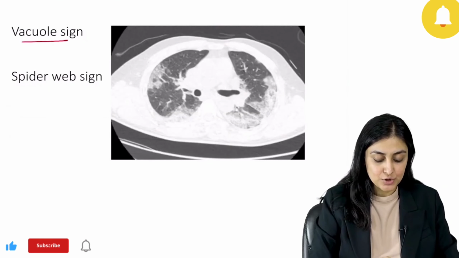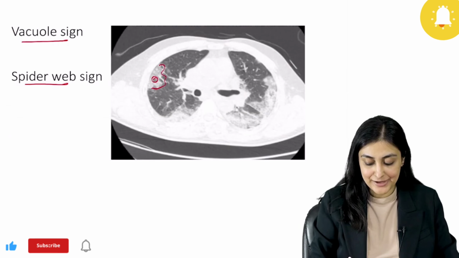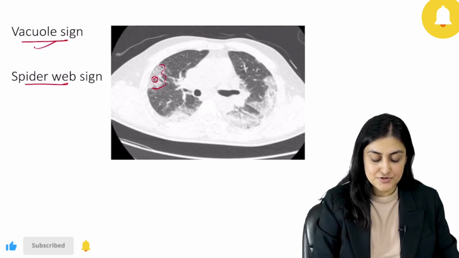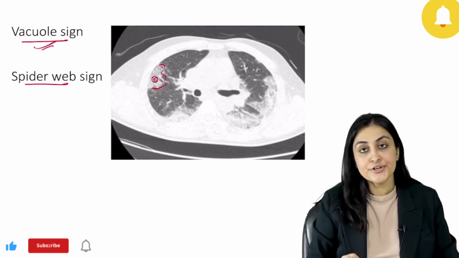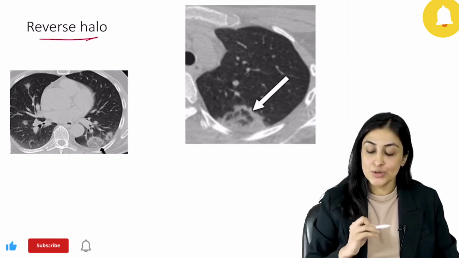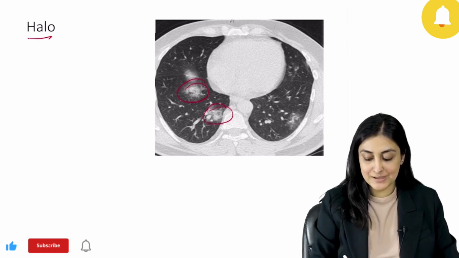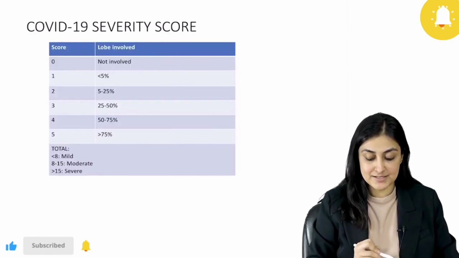Again, what is the vacuole or the spider web sign? So within the GGOs, you will find these foci of air. You will find these air foci, which is referred to as the vacuolar sign. Okay, apart from that, we've already talked about reverse halo sign being seen. Alright, so both of these can be seen where you have nodules, multiple nodules which have ground glass opacities.